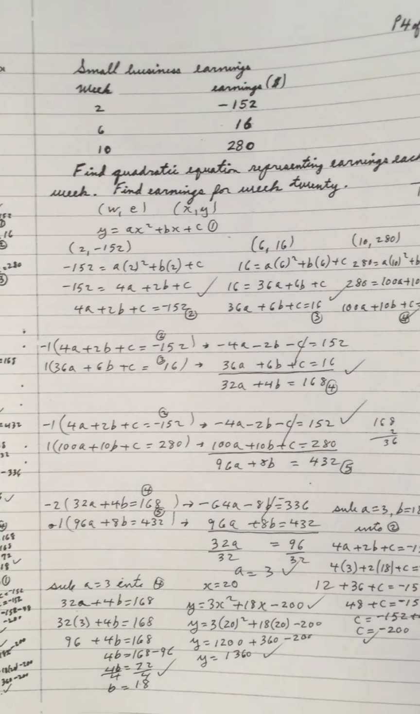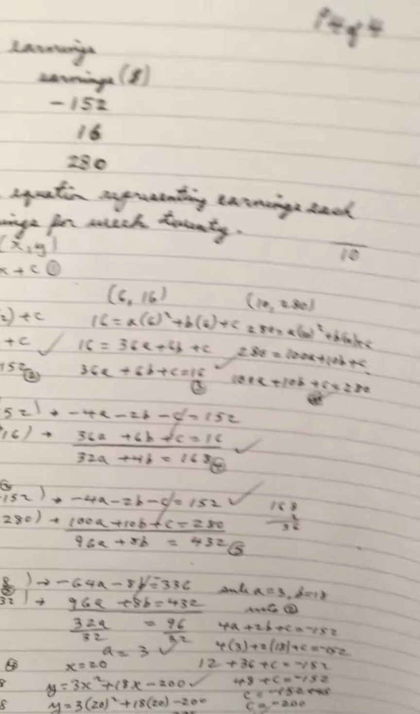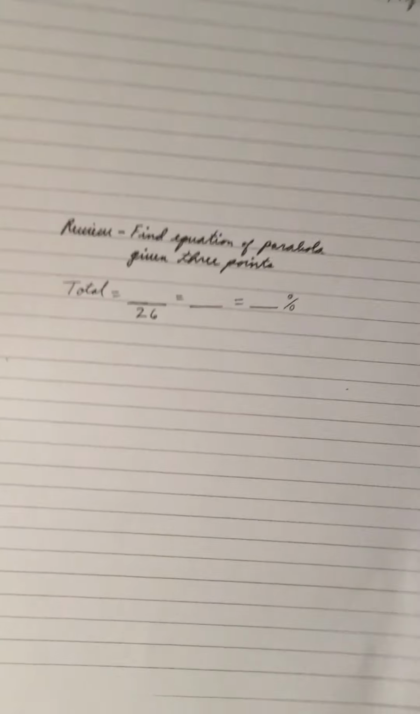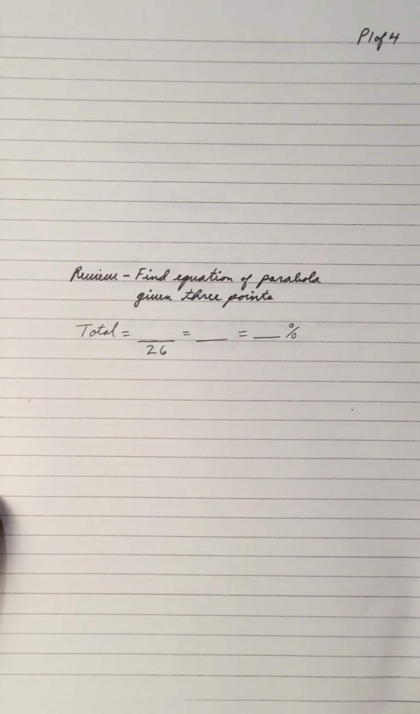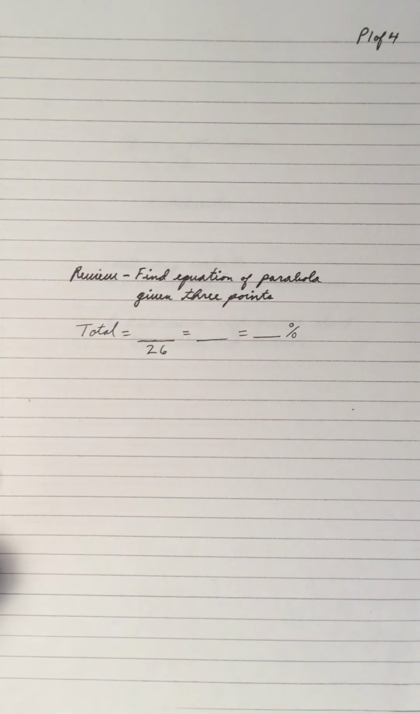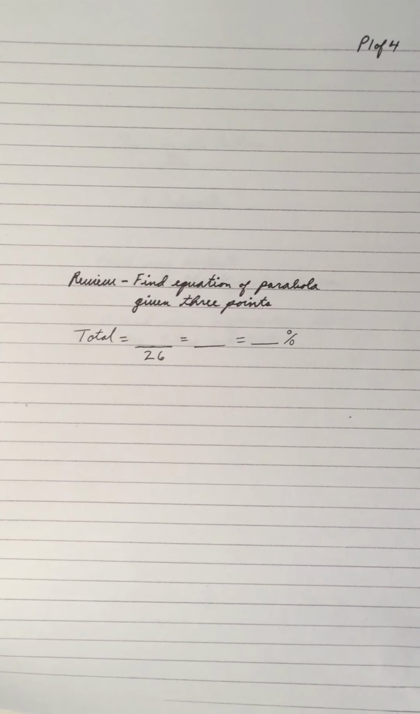And that ends, if you add up your pages and bring back this page here, if you add up your pages and put it over 26, get your percentage, then you should see how well you know how to substitute in 3 points to find the standard formula of a parabola.